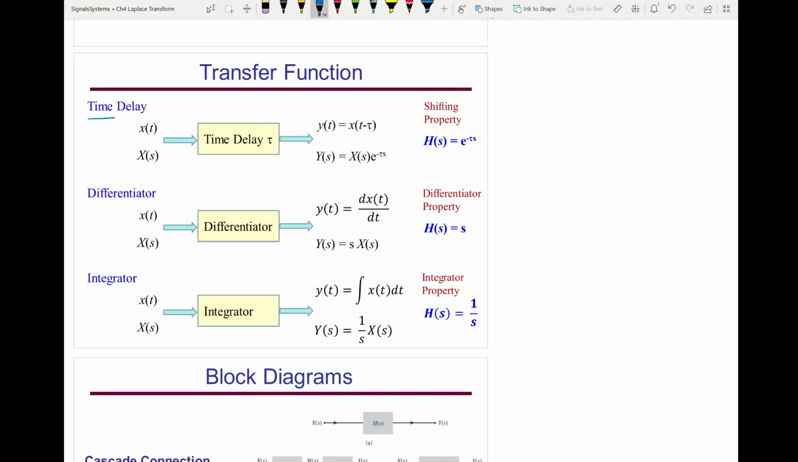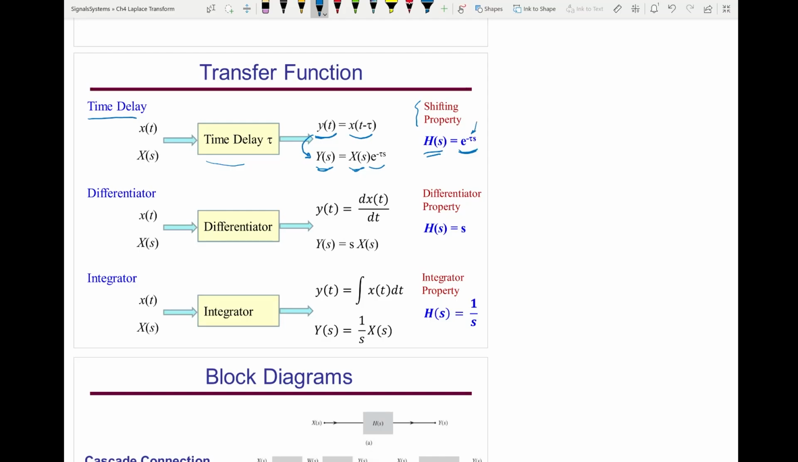The first one is the time delay. So a time delay system, this is the equation that describes the system. You have an output, it will be the same as the input delayed by tau. If I want to find the transfer function, then I will do the Laplace transform, use shifting property, and that will be y of s equal x of s e minus tau s. If I divide both sides by x of s, I will get h of s. And this is the transfer function for a time delay system, and the delay is tau.